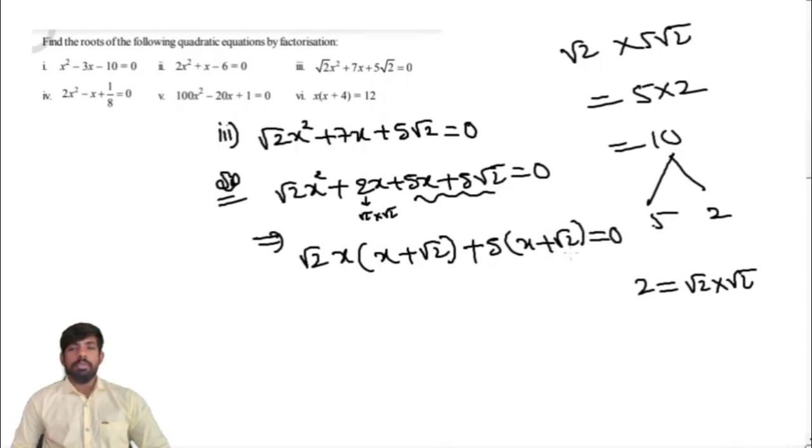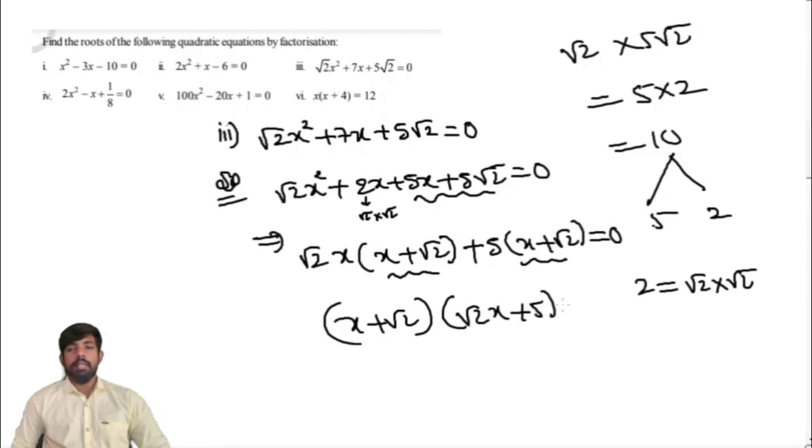So x plus root 2, x plus root 2 same we have, right? Take x plus root 2 common and the remaining is root 2x plus 5 equals to 0. a into b is equal to 0 means a is equal to 0 or b is equal to 0, so root 2x plus 5 equals to 0.